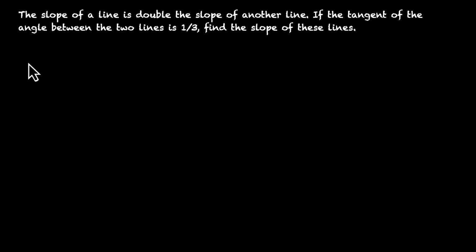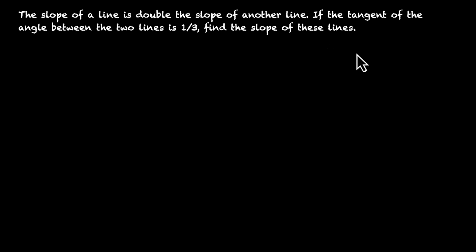In this video, let's solve some challenging problems involving angle between two lines. Here's the first one. The slope of a line is double the slope of another line. If the tangent of the angle between the two lines is 1/3, find the slope of these lines. Pause the video, try this on your own.